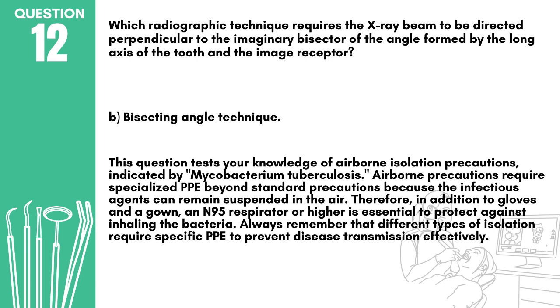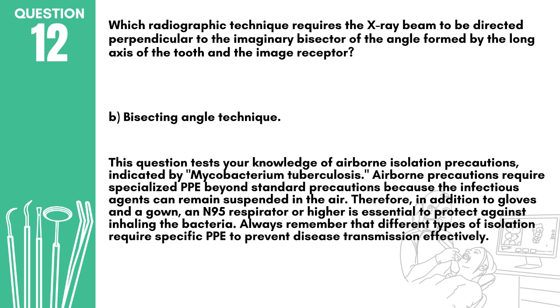This question challenges your understanding of specific radiographic techniques, which is crucial for achieving accurate images when standard parallel techniques are not feasible. The concept is the geometric principle of the bisecting angle technique. In this technique, the central ray of the X-ray beam must be directed perpendicular to an imaginary line that bisects, divides in half, the angle formed by the long axis of the tooth and the plane of the image receptor. This specific angulation minimizes distortion and helps produce an image that is approximately the same length as the actual tooth.